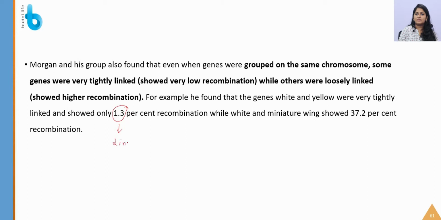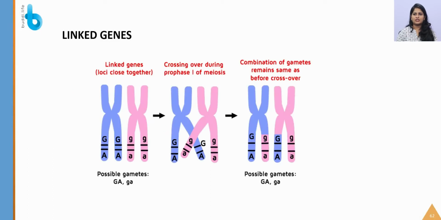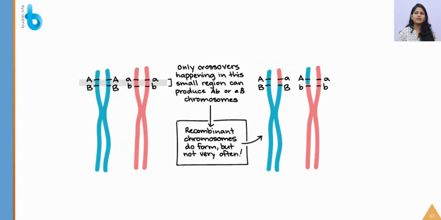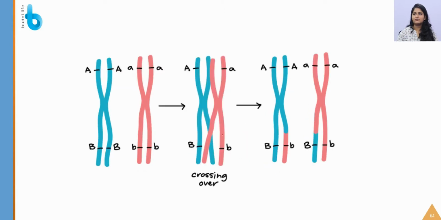This is because of linkage. The low percent of recombination is because of the linkage of genes. So you can see linked genes are very close together, and even after crossover you can see small g and small a are together, capital G and capital A are together. So you can see here again the same thing. Recombinants do form, but not very often. It is very rare. So this is crossing over.